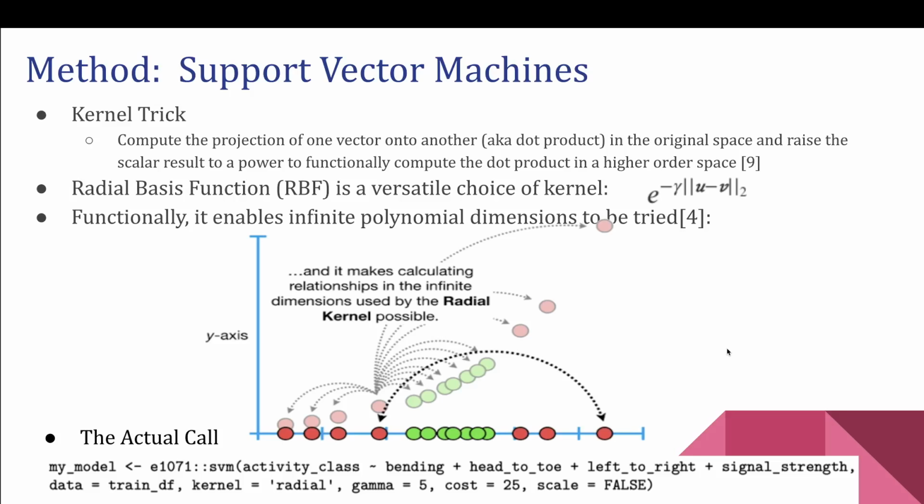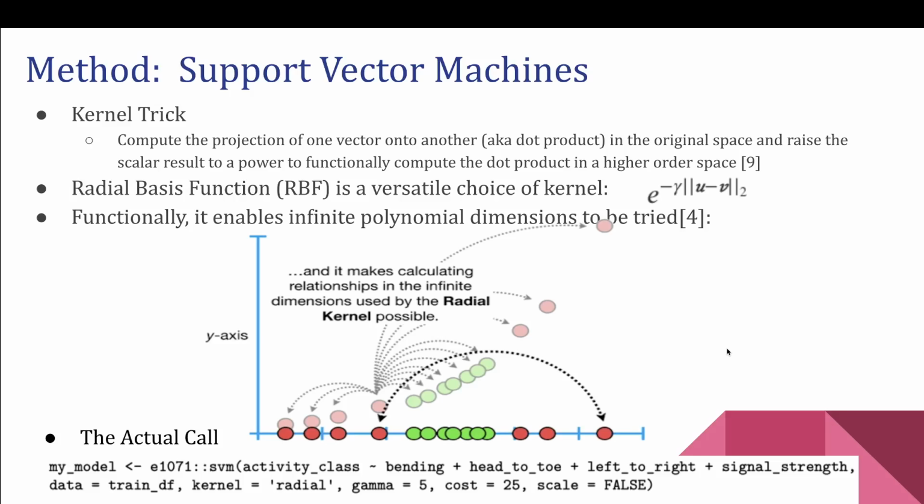That's e to the minus gamma times the L2 norm of the U minus V vectors. And we've got a graphic that I leveraged from Josh Starmer's course on support vector machines. The references are all in the last slide.